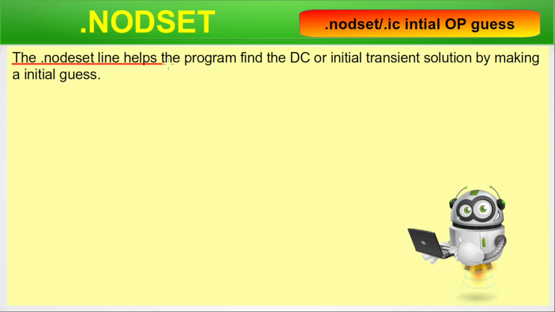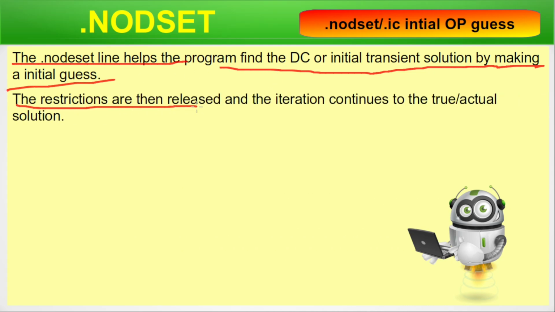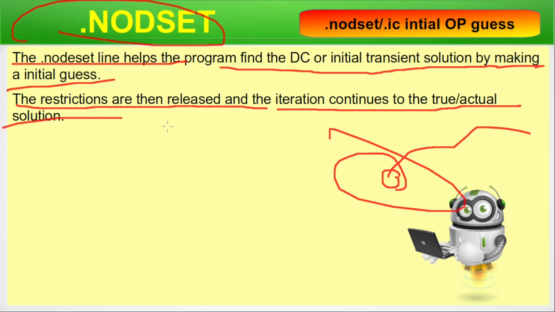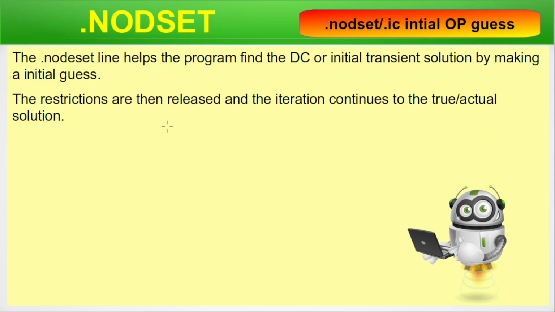The NODSET line helps the program to find the DC or the initial solution by making an initial guess for a particular node. The restrictions are then released and the iteration continues to the true or actual solution. So first, you tie up a point and from there the simulation starts. This tie up point is done by the NODSET. This is for a particular node only, or multiple nodes you can set using multiple NODSET commands.